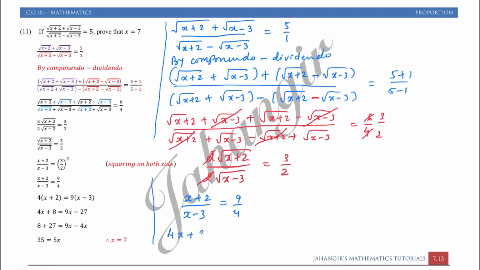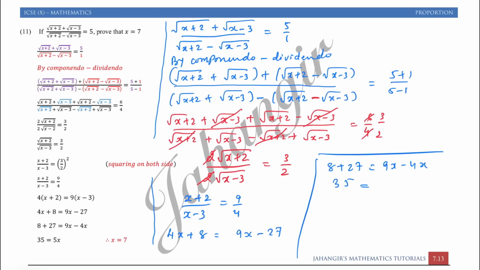4x plus 8 is equal to 9x minus 27. So we will write 8 plus 27 is equal to 9x minus 4x. So 35 is equal to 5x. So x is equal to 7. So the x value is 7.